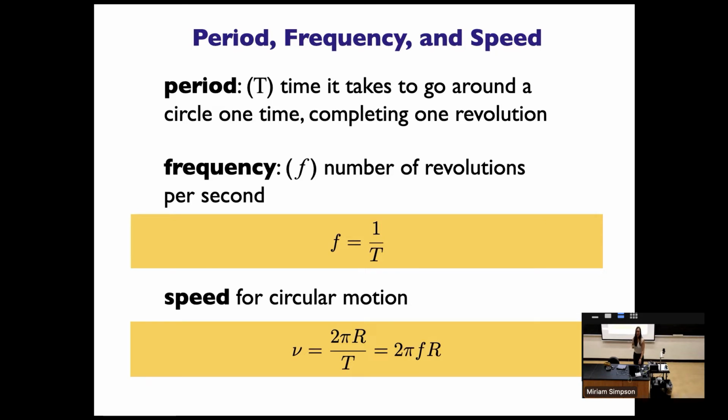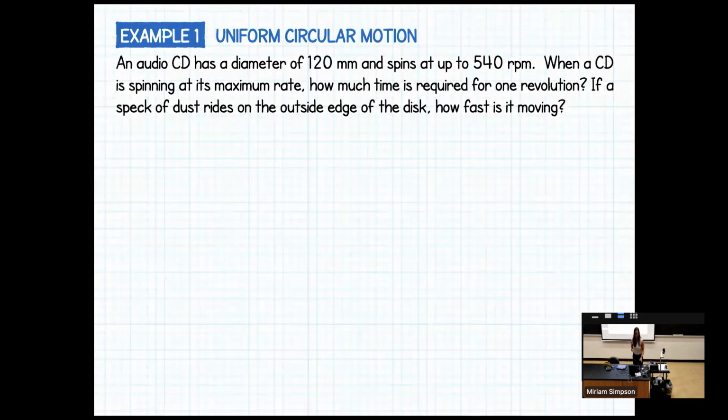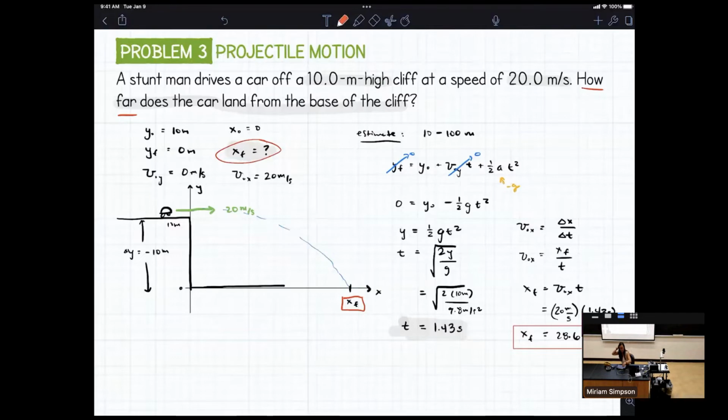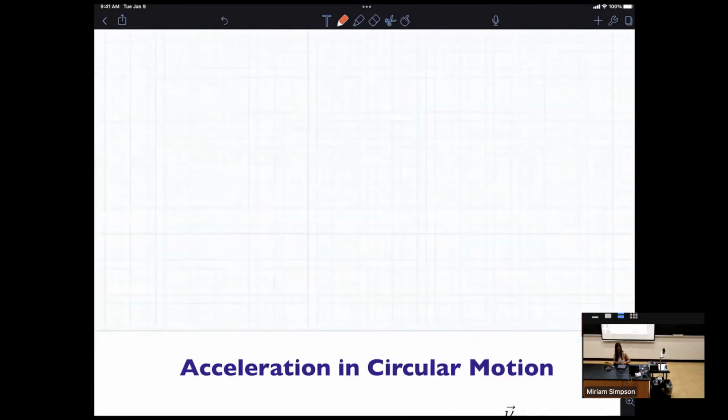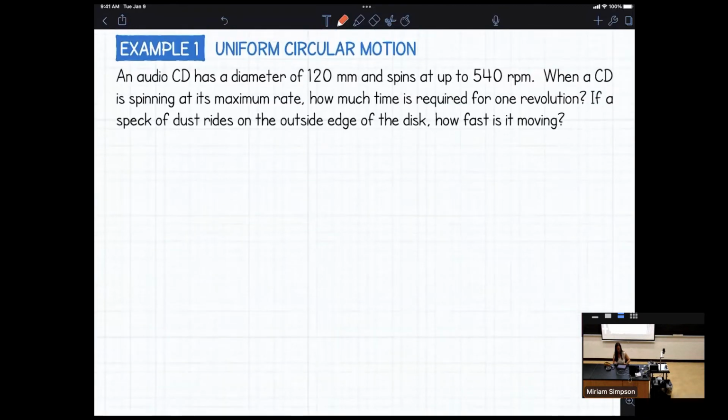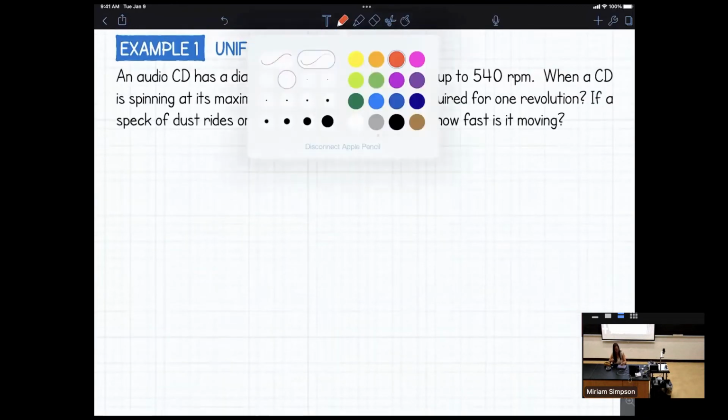Cool. We're going to do a problem together, and just give me a second as I screen share. I think it's a little easier the second time. Okay. There we go. So let's talk about uniform circular motion.